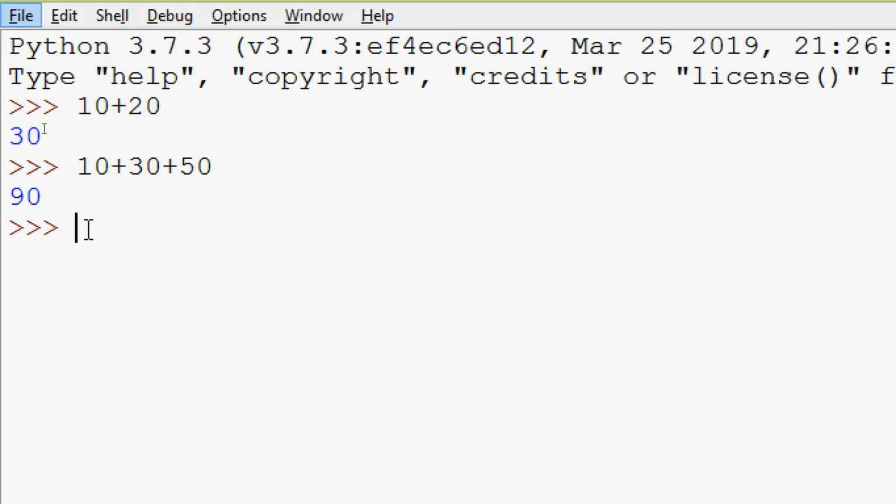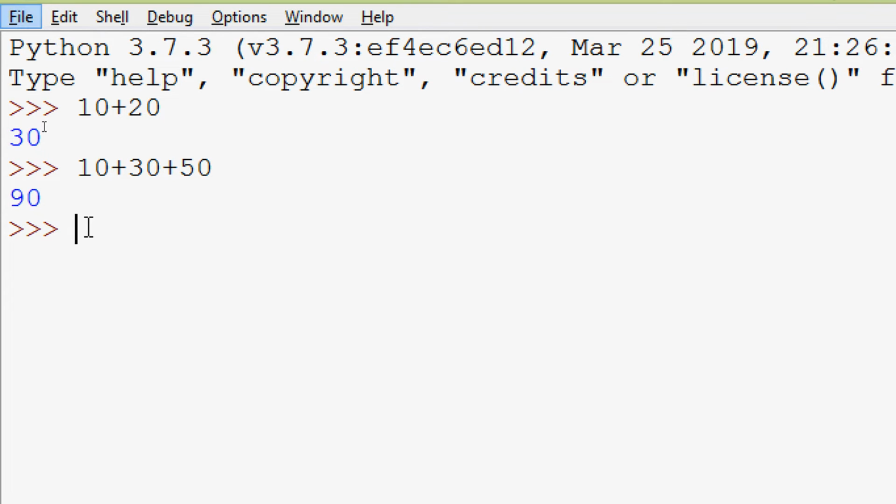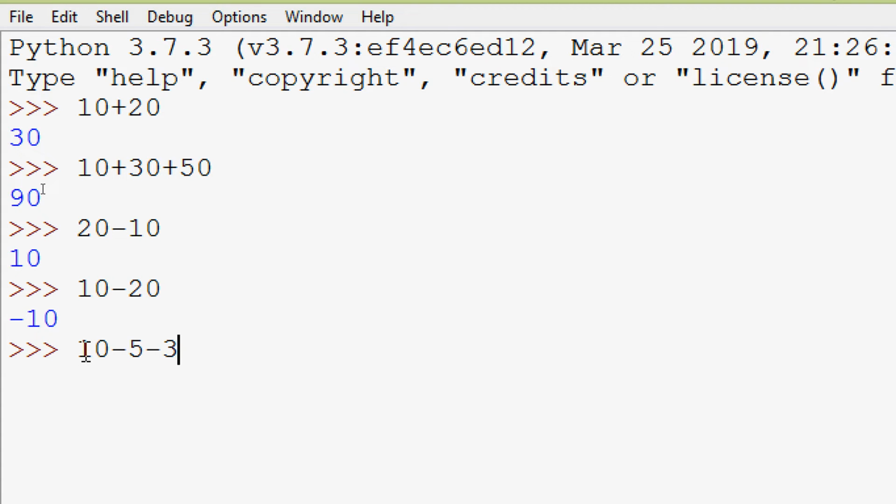In the same way we can see subtraction. Subtraction means subtract values on both sides of the minus operator. Here we can see some examples. Suppose 20 minus 10, so it's 10. Or we can give 10 minus 20, it will return a negative result, minus 10. Even we can give multiple operands. 10 minus 5 minus 3 minus 1, it's 1.